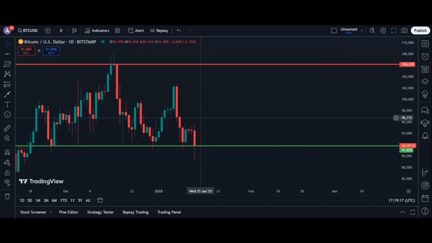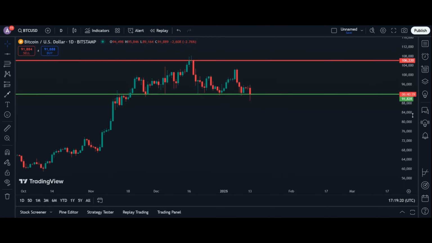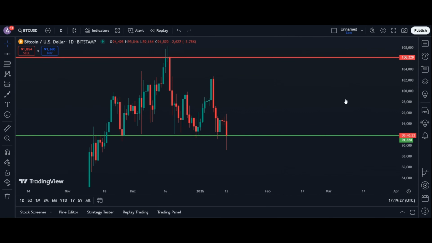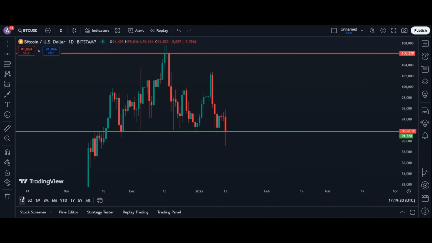You can see that if I zoom out, this is approximately the supply and demand zones of Bitcoin in the last 3 months, and we can see that there was a great consolidation area here, and at times the buyers were so strong and wanted to increase the price to more than $108,000, but they couldn't accomplish their mission, and in the end they weren't successful.